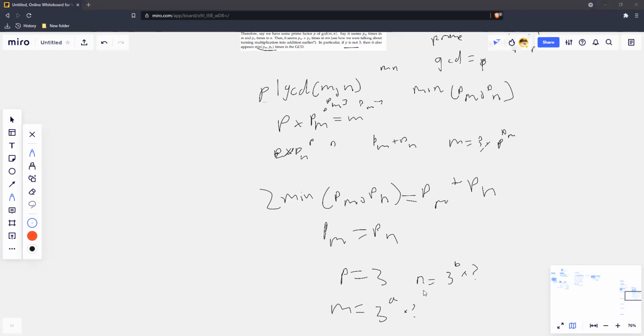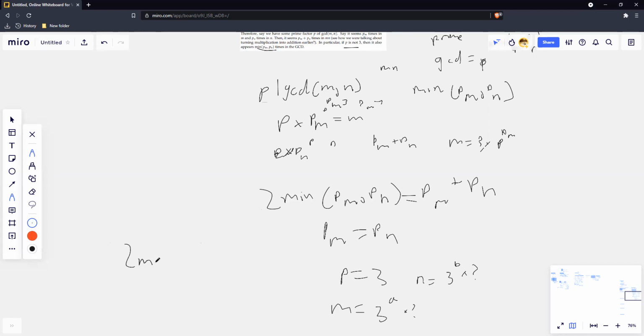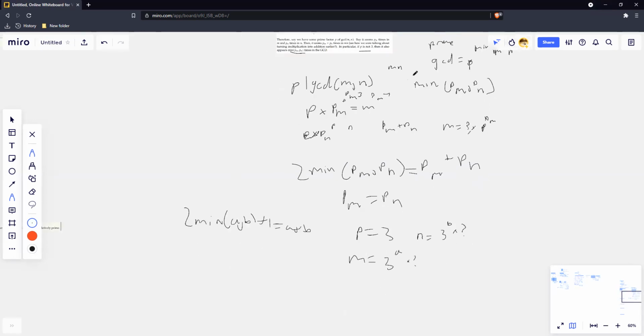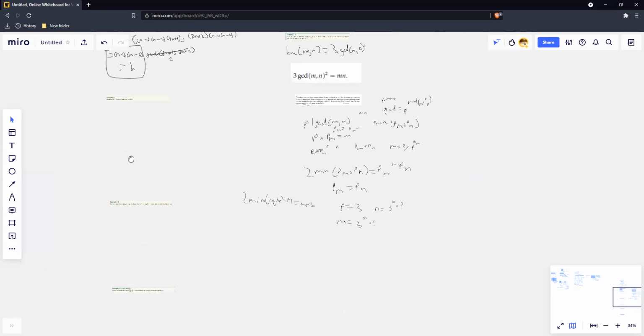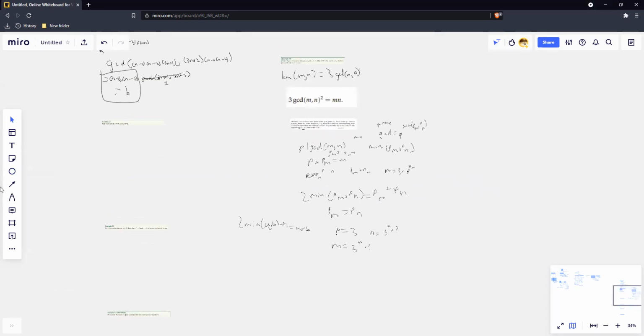Then for this equation, we have 2 times the minimum of A comma B, plus 1, is equal to A plus B. Basically the same as this, but we have to add 1, right? Since P is equal to 3 and we have the LCM. Well, we basically have this, right?